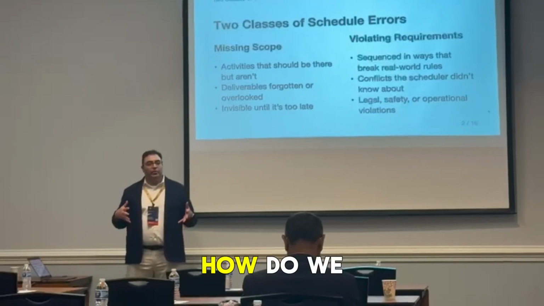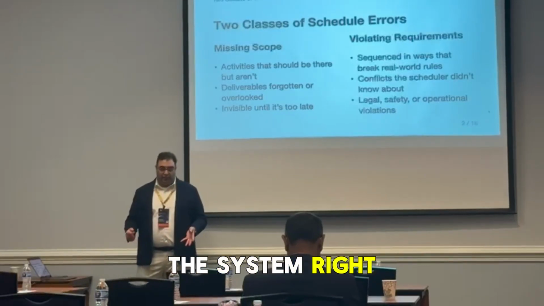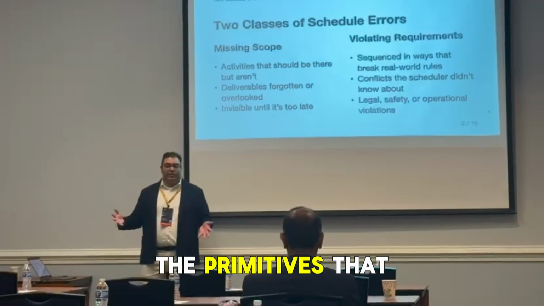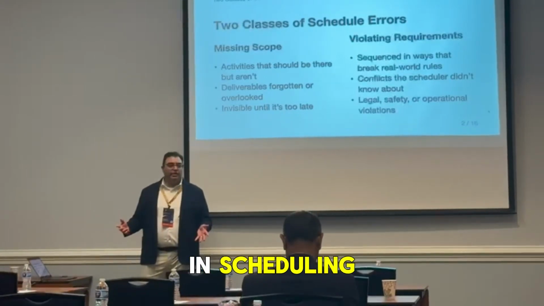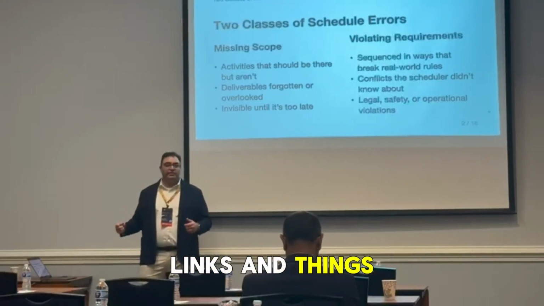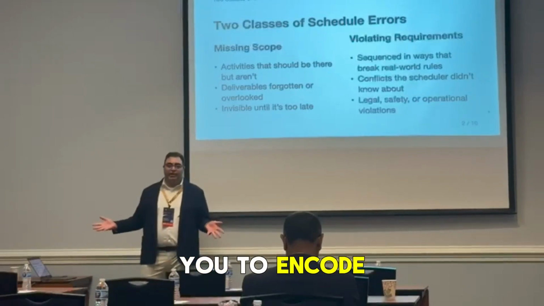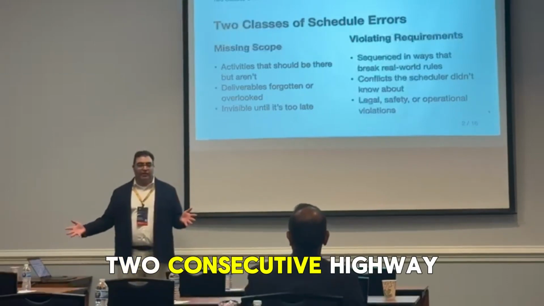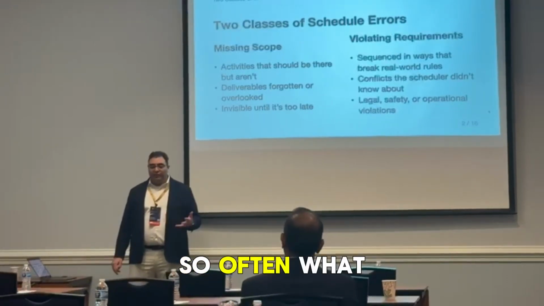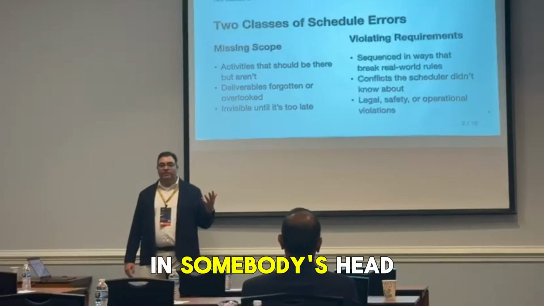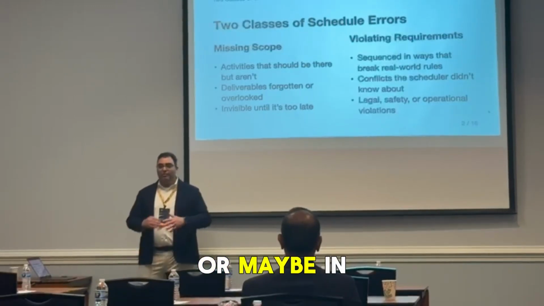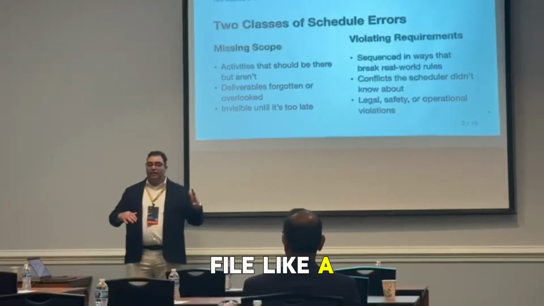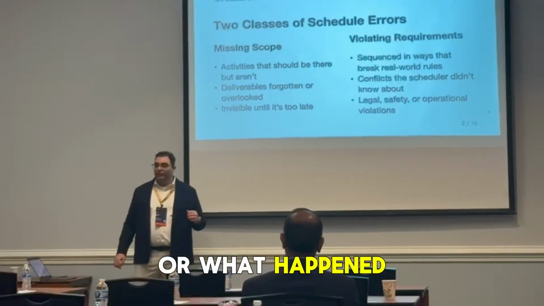And how do we encode that in the system, right? The primitives that we normally use in scheduling, like durations and lengths and things, they don't allow you to encode that. You can't use Primavera to say, I can't close 2 consecutive highway exits. So often it just ends up being in somebody's head, basically, or maybe in an Excel file, like a traffic chart or what have you, right?